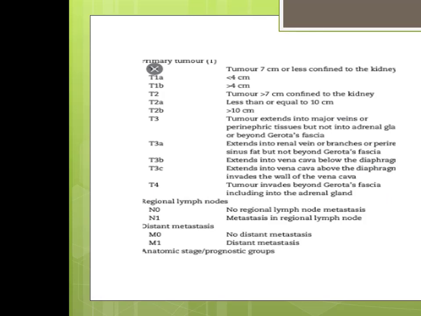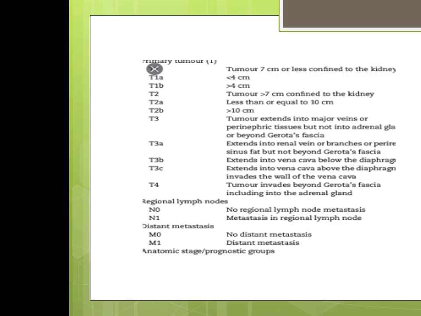This is the TNM classification of the renal masses, which we are all very well aware of. In T1, the tumor is 7 cm or less, confined to the kidney. The T2 tumor is greater than 7 cm, confined to the kidney. The T3 is the tumor extending to the major vein or perinephric tissue, but the adrenal gland or Gerota's fascia is not involved. In T4, the tumor invades beyond Gerota's fascia and includes the adrenal gland.